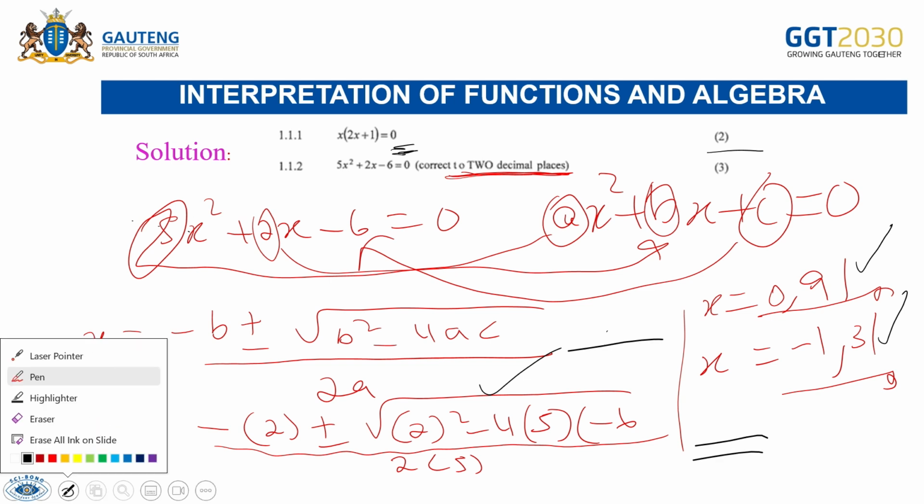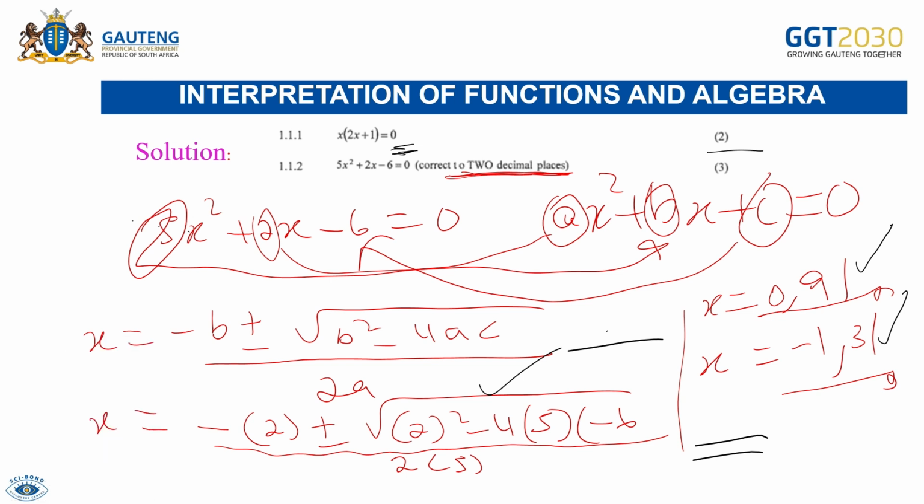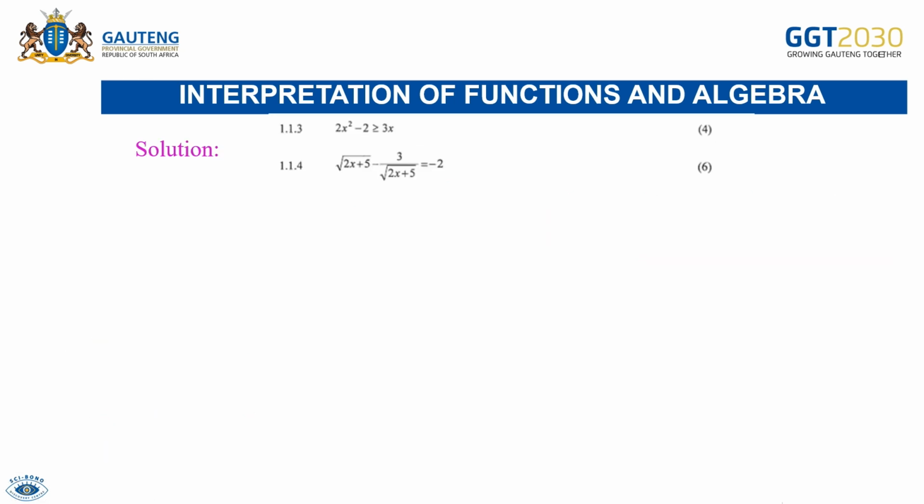Let's move to the next question. The next question, you have 2x squared minus 2 is greater than or equal to 3x. And it's 4 marks. They say you must solve for x. Because the sign here is greater than or equal to instead of an equal sign, it means we are solving for an inequality.